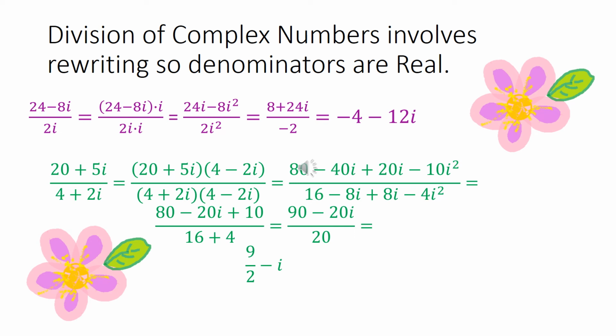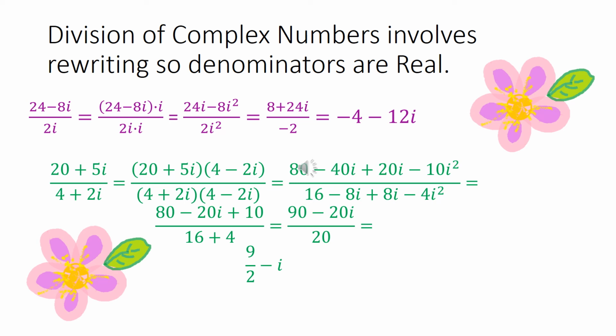Now, on this hand, I have 20 plus 5i being divided by 4 plus 2i. You might just want to leave that. It kind of depends on what you're doing with it, but if you are going to go through the process of trying to rewrite it so that you no longer have a complex number in the denominator, we want to use the conjugate of the denominator because you're trying to make the denominator real. So don't use the conjugate of the numerator. You want the denominator to be real, so use the conjugate of the denominator.